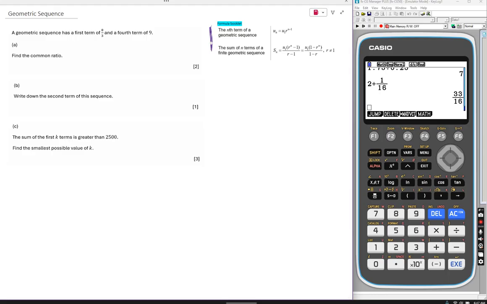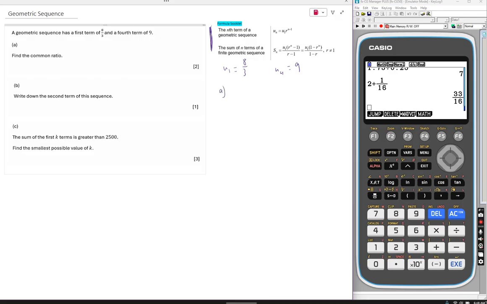So the question: a geometric sequence has a first term of 8 over 3 and a fourth term of 9. Part A, find the common ratio. So first thing I like to do is U1 equals 8 over 3. I'm just writing down the bits from the question that I know, and the fourth term is 9. So U4 is 9.